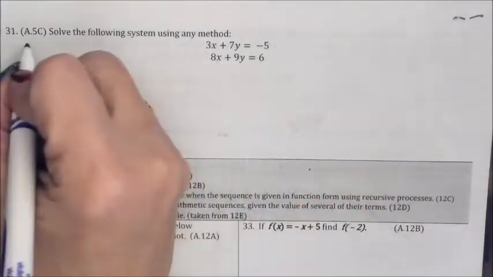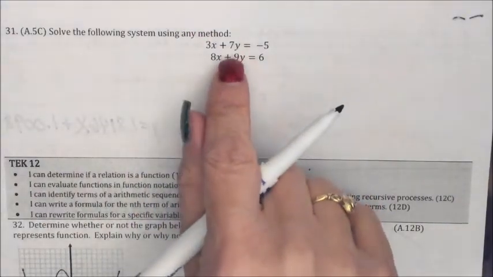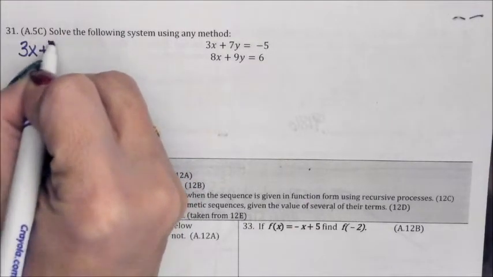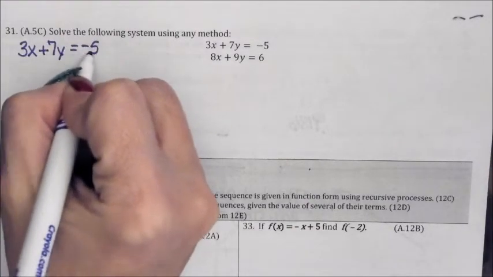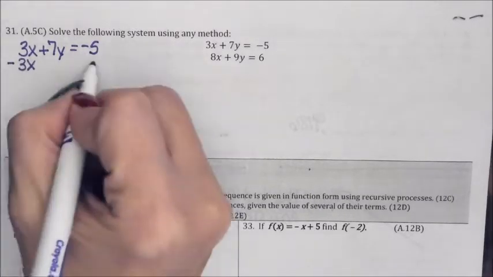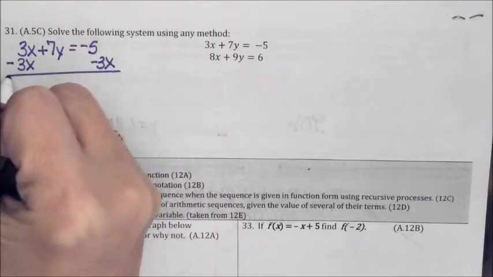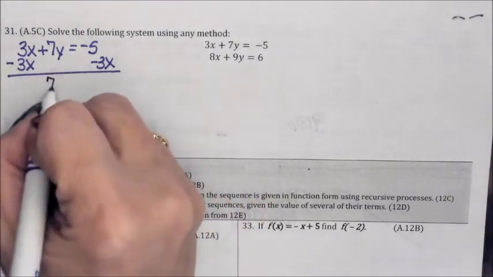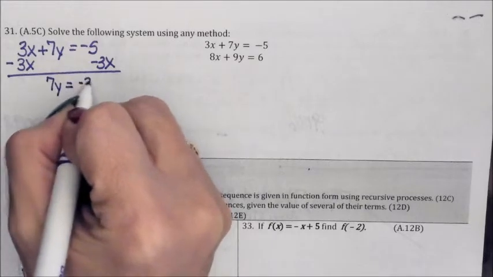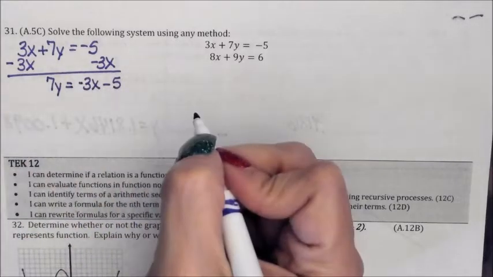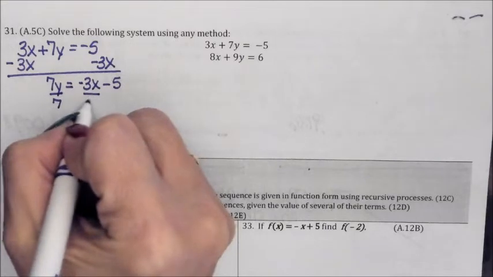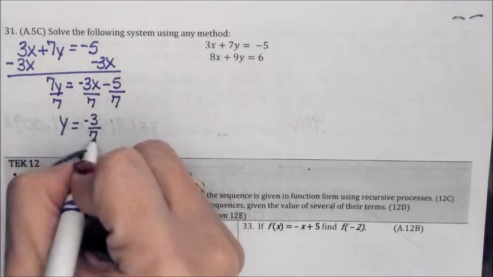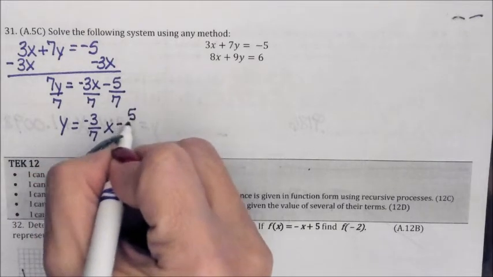So for graphing, you need to take both of these equations and solve them for y. So we're going to take 3x plus 7y equals -5. Move the x and divide by the y coefficient on both of them. That's going to give me 7y equals -3x minus 5. Divide by 7. I wasn't going to do all of it, but I ended up doing it anyway. y equals -3 over 7x minus 5 over 7.